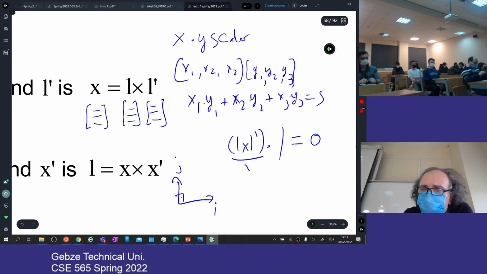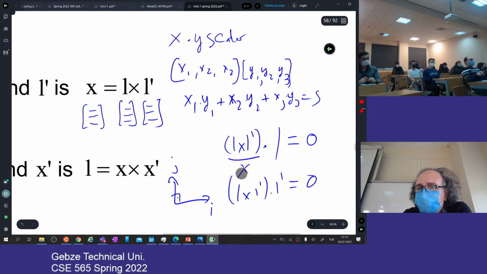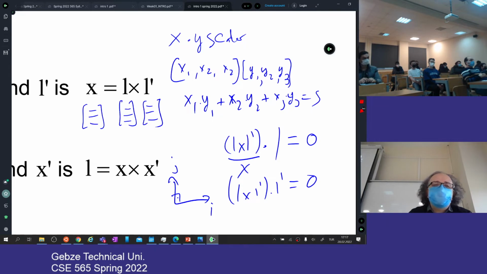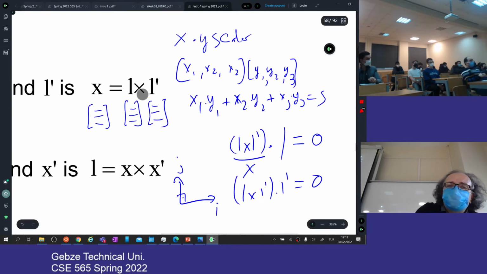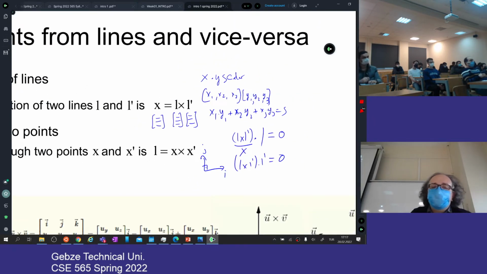So this must be a point on both L and L prime. I can do the same thing with L prime too, okay? So this thing must be on both L and L prime, right? So that means that it is the intersection of this L and L prime. Okay? So if you cross product two lines, then you would get the intersection of those two lines.